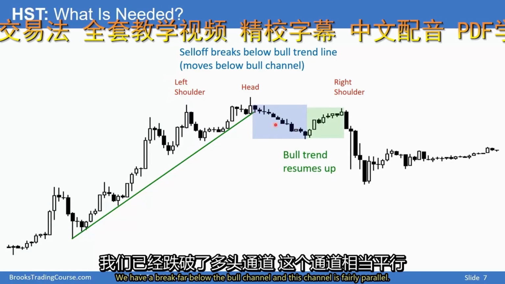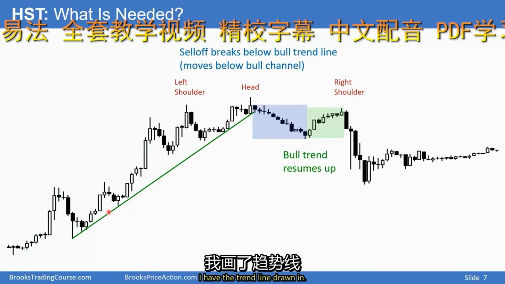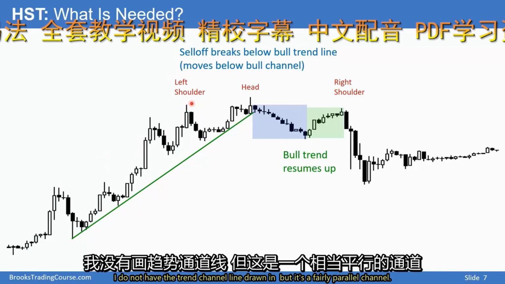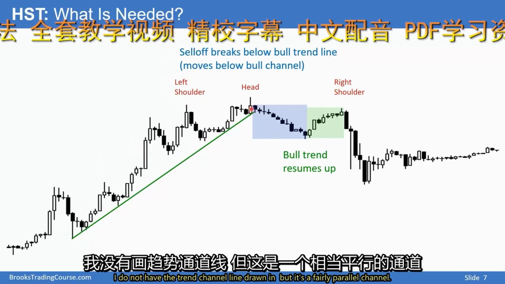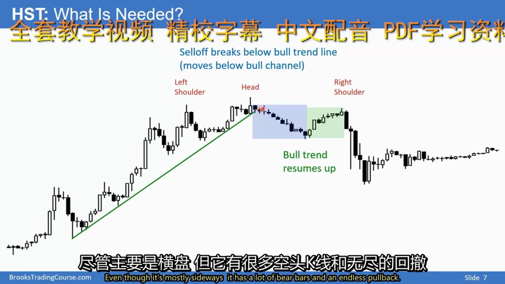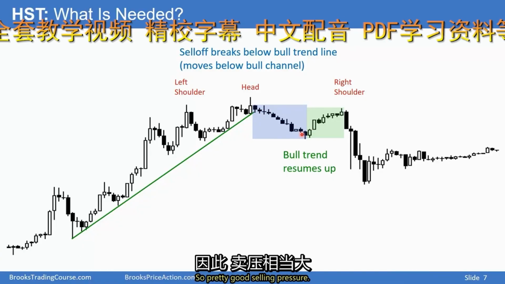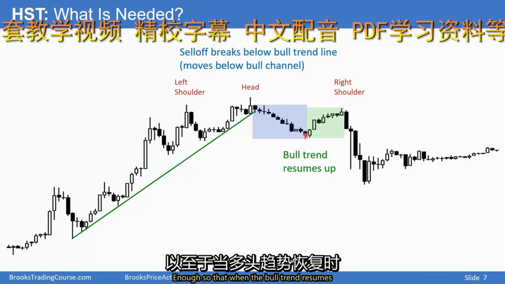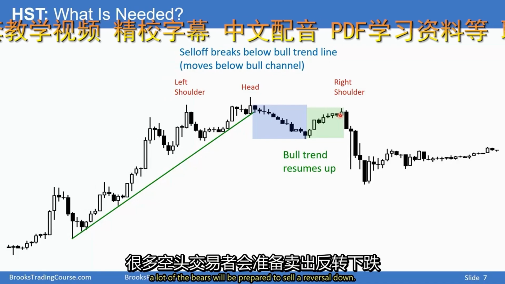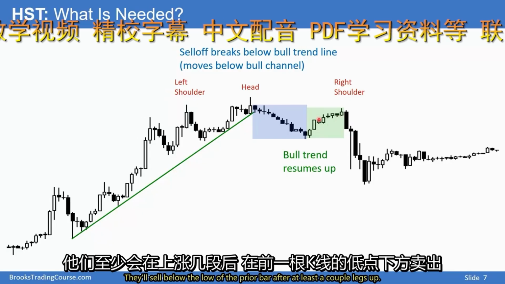We have a break far below the bull channel, and this channel is fairly parallel. I have the trend line drawn in. I do not have the trend channel line drawn in, but it's a fairly parallel channel. Therefore, traders will look at this as a significant reversal. Even though it's mostly sideways, it has a lot of bear bars and an endless pullback. So pretty good selling pressure. Enough so that when the bull trend resumes, a lot of the bears will be prepared to sell a reversal down. They'll sell below the low of the prior bar after at least a couple legs up.